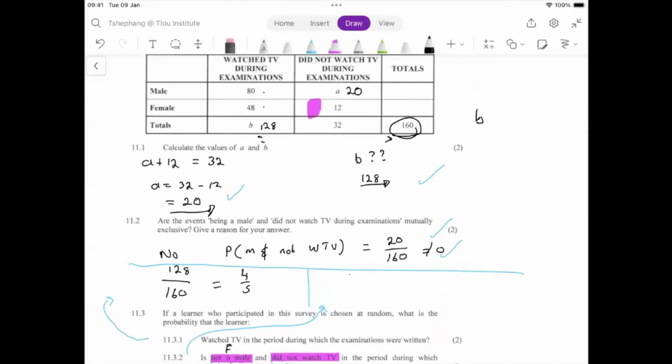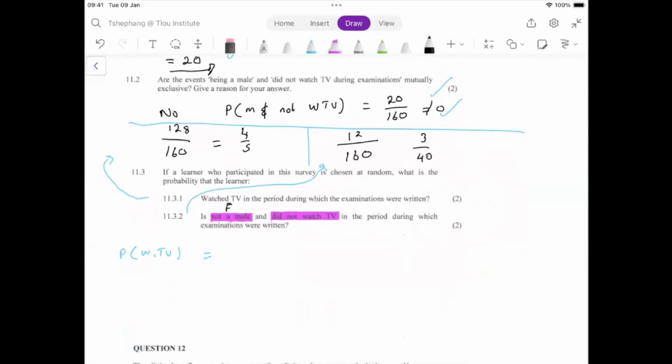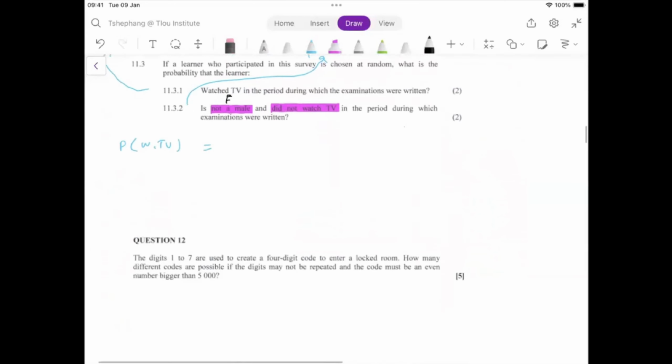That is simply 12 out of 160, the total. This can simplify to what? To 3 over 40. I'm hoping it's clear for everyone. Great stuff. I'm getting a thumbs up. Okay.